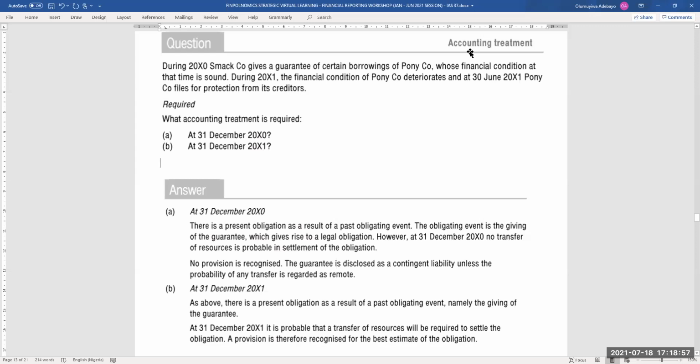As at 31st December 20x1, as above, there is a present obligation as a result of past obligating events, namely the giving of the guarantee. As at 31st December 20x1, it is probable that the transfer of resources will be required to settle the obligation. A provision is therefore recognized for the best estimate of the obligation.